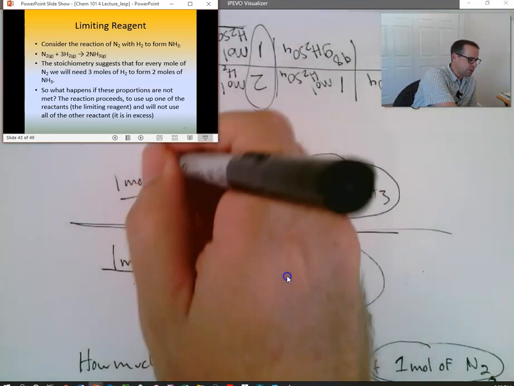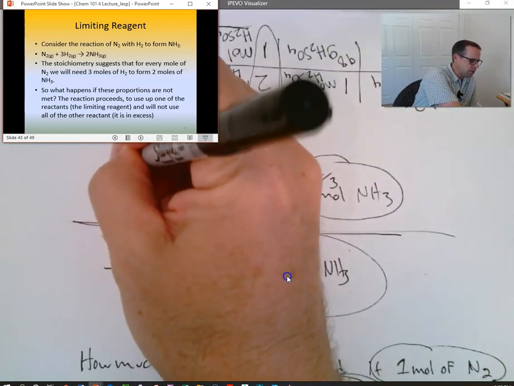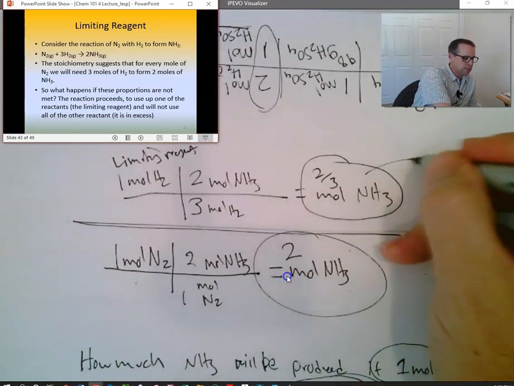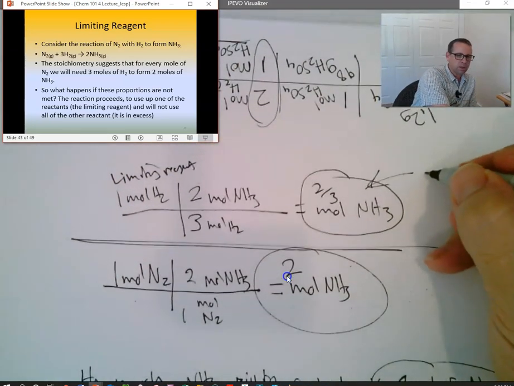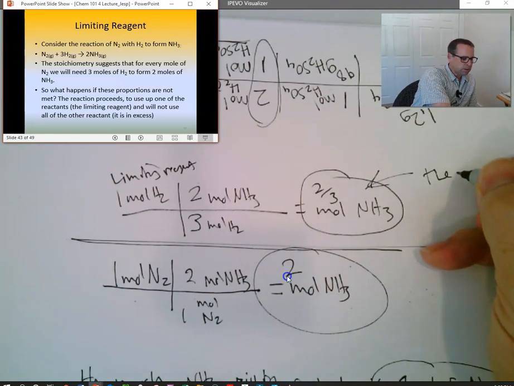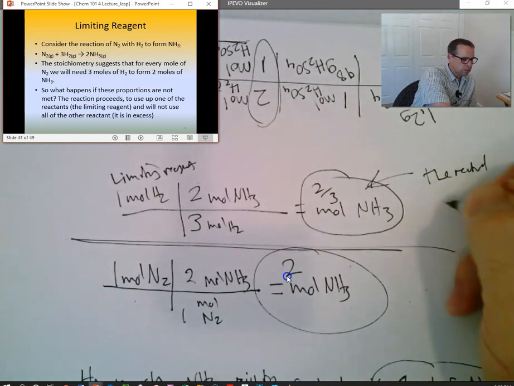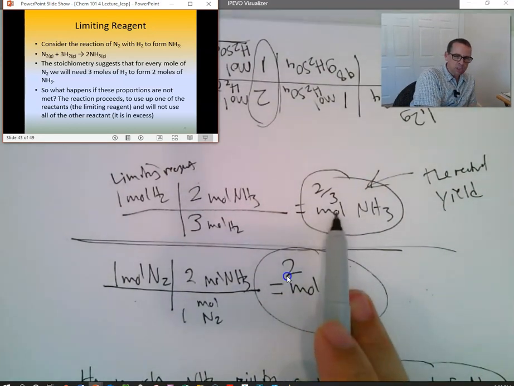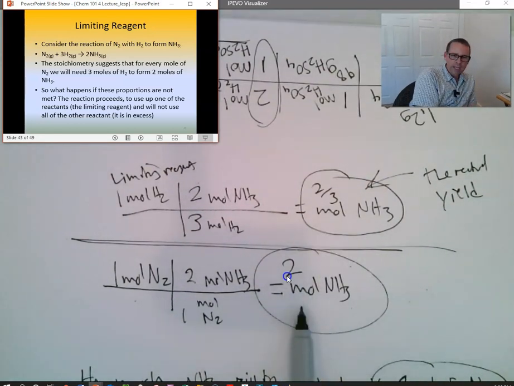So that makes hydrogen the limiting reagent. And it makes this value here what we call the theoretical yield. Theoretically, this is how much I should be able to get. Why can't I get 2 moles of ammonia? Why am I not going to get 2 moles of ammonia?